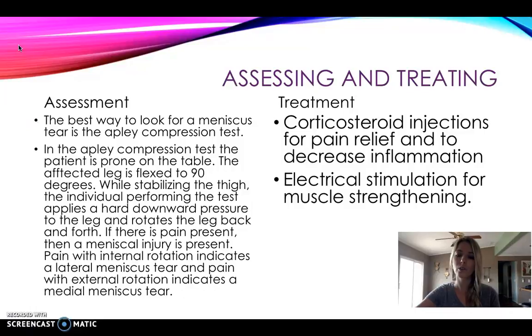To treat these, you can do corticosteroid injections. That's done by a physician. They can help with pain relief and to help decrease inflammation of the joint. With the pain knocked down and the inflammation knocked down, they're more able to get their strength up and get back to their daily lives. You can also use electrical stimulation for muscle strengthening. This electrical stimulation will force those muscles to contract and may help build them back up after recovering.